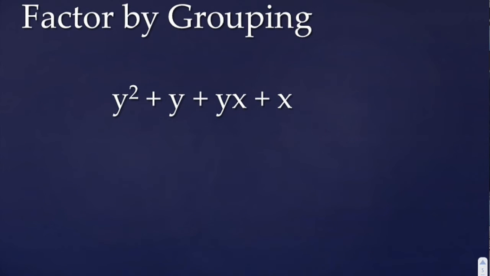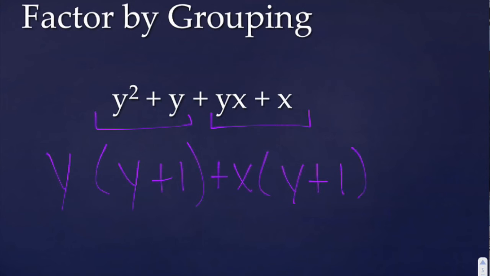Another example, for my first set, y squared and y, they both have a y in common. When I take that out, I'm left with y plus 1. Yx plus x, that have an x in common. When I take that out, I'm left with y plus 1. So the GCF between the two terms now is y plus 1, and I'm left with y plus x.